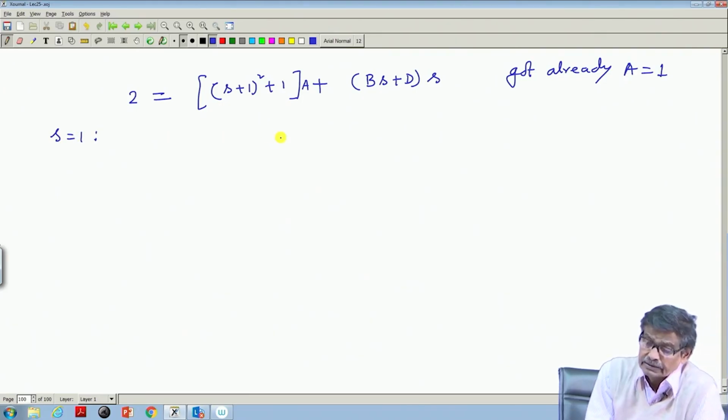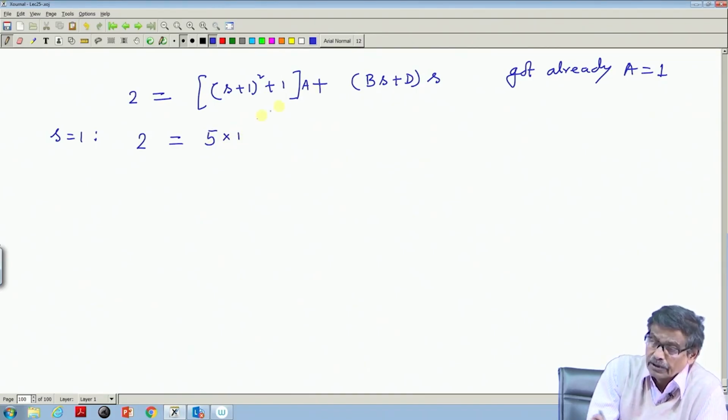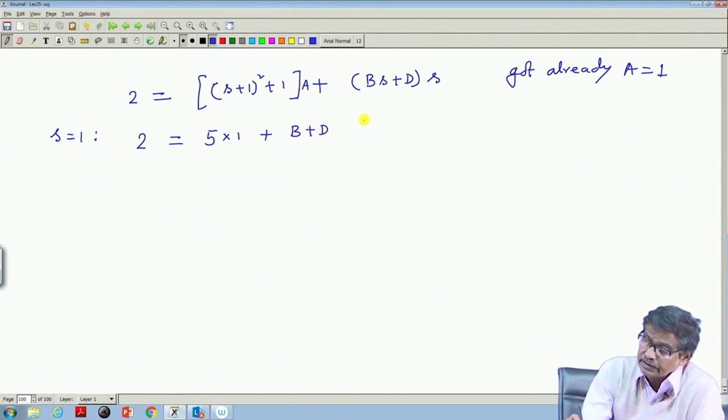because it is an identity. So, if you put S equal to 1, this will be 2 is equal to 1 into 2 square, 4 plus 1, 5 into A, but A is already 1. So, A is 1 plus you will get B plus D, B into S, 1. Therefore, your one equation will be B plus D is equal to minus 3.